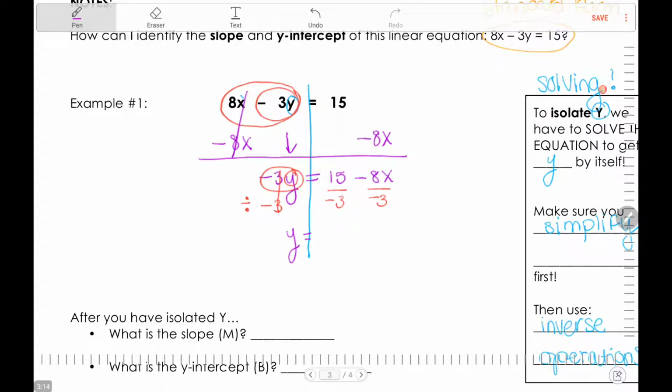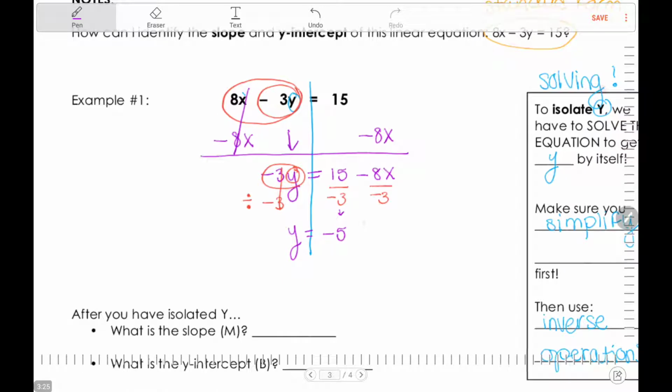Now I'm going to go ahead and simplify. So 15 divided by -3 is -5. And -8 divided by -3 is a decimal, and not a nice one, so we're going to leave it as 8/3. But just note that we have a negative divided by a negative, which equals a positive. So this is going to be a positive 8/3x.